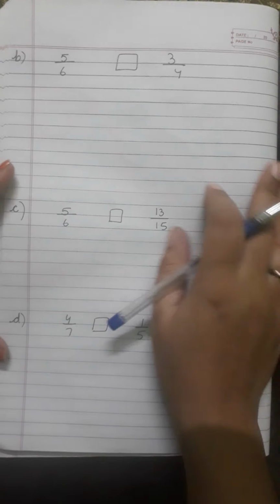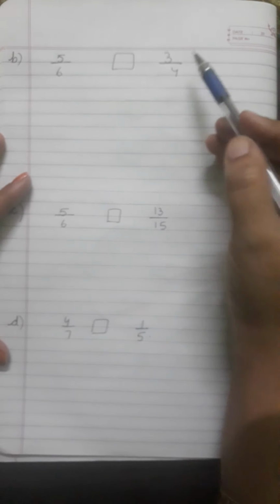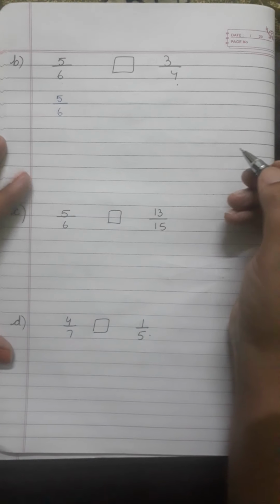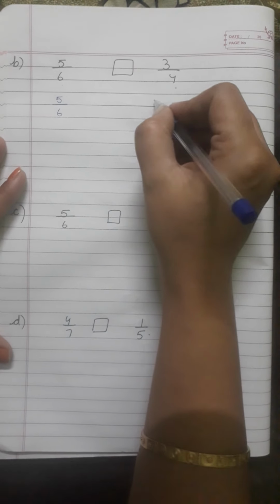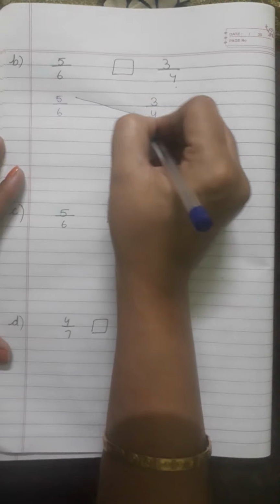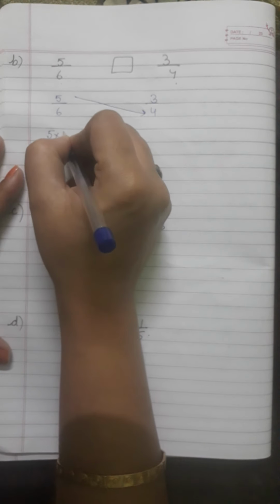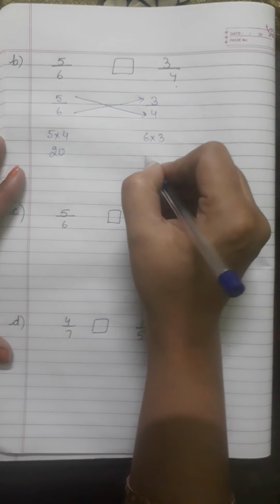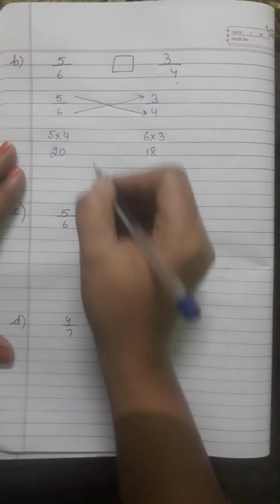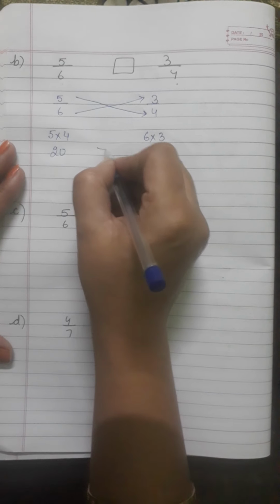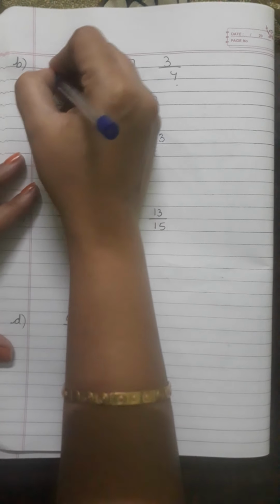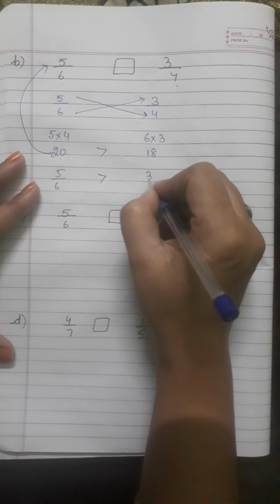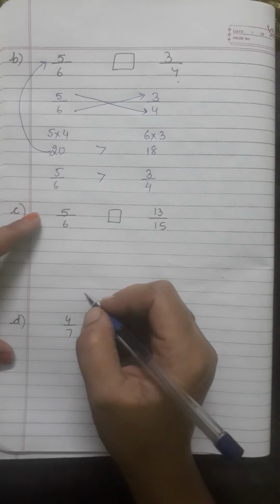Now next it is the B part, 5 by 6 and 3 by 4. Neither the numerators nor the denominators are the same, so we will cross multiply here. 5 multiplied by 4 we know is 20. Now 6 multiplied by 3, 6 threes are 18. So which is greater? 20 is greater than 18. And 20 came from which fraction? 5 by 6. So it means the fraction 5 by 6 is greater than the fraction 3 by 4.